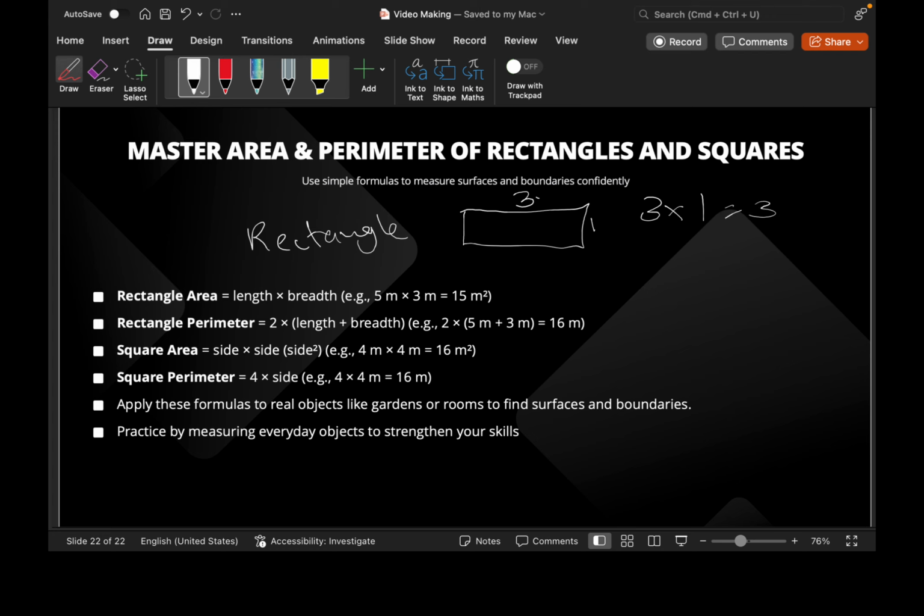Now for this rectangle, to get the perimeter, you multiply the sum of both the length and the breadth with 2. So this becomes 2 into 4, which becomes 8. So the perimeter of this rectangle is 8, while the area is 3.